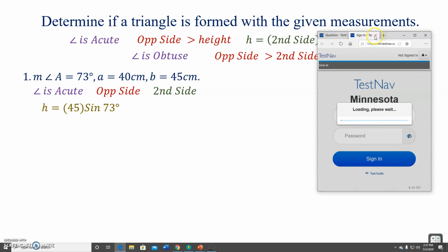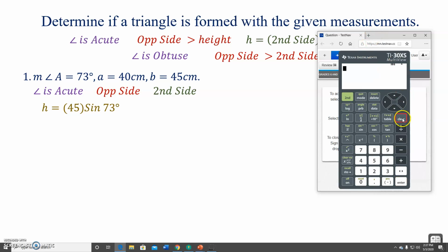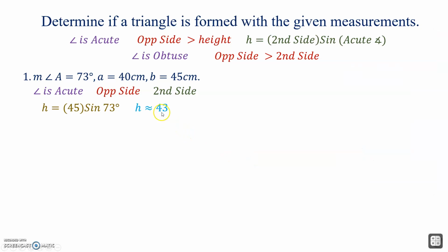So in the calculator, simply type this in: 45 sine 73. That means our height is a little bit more than 43, because the height is about 43, and 40 is less than 43. So the opposite side is less than the height. Therefore, this is not a triangle.